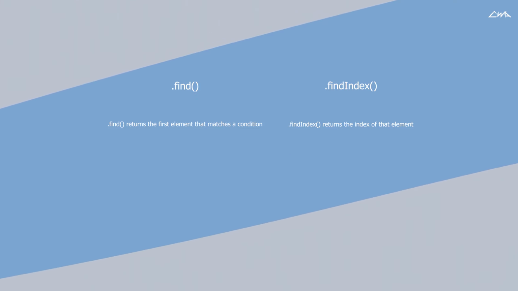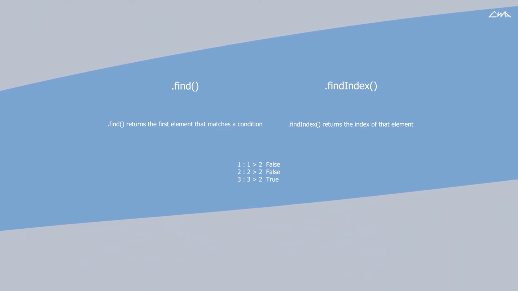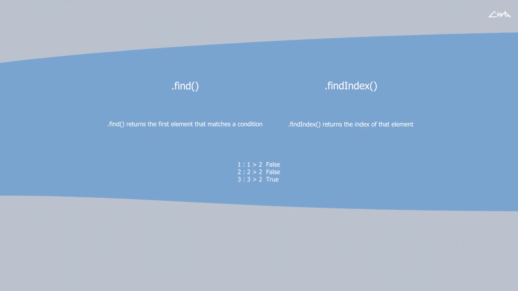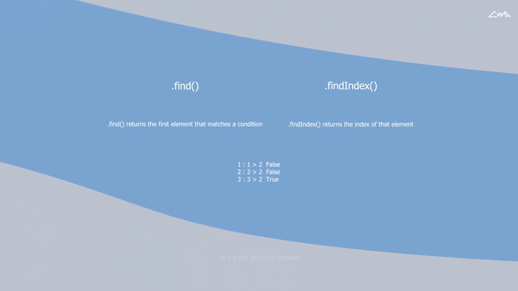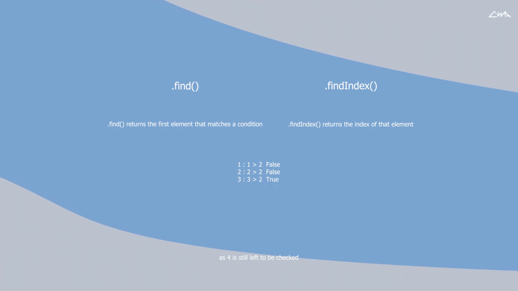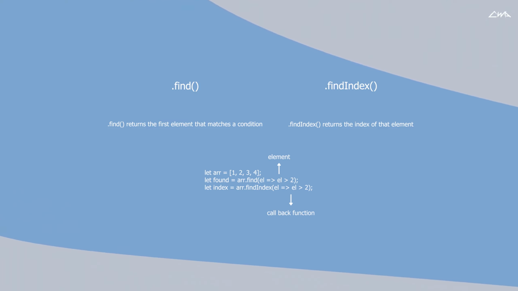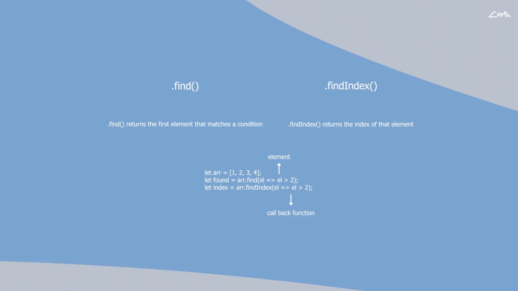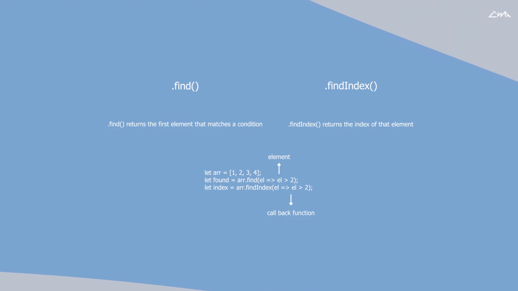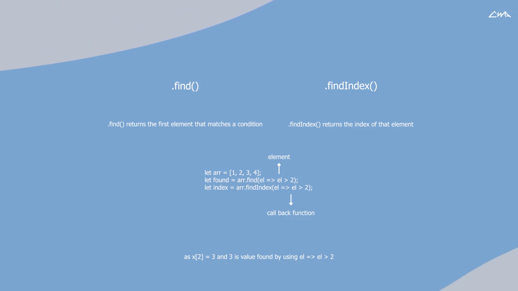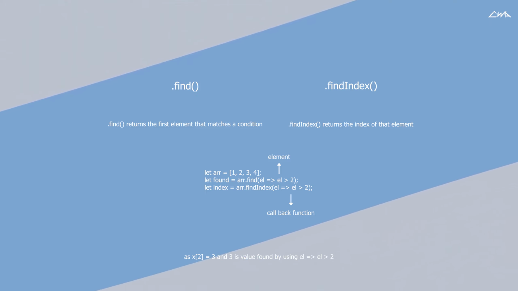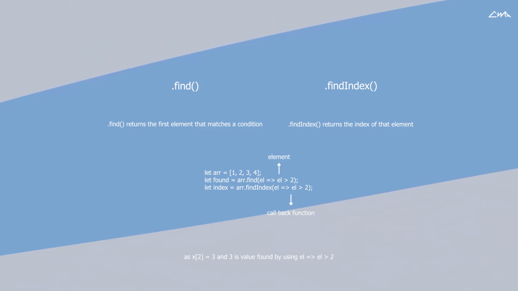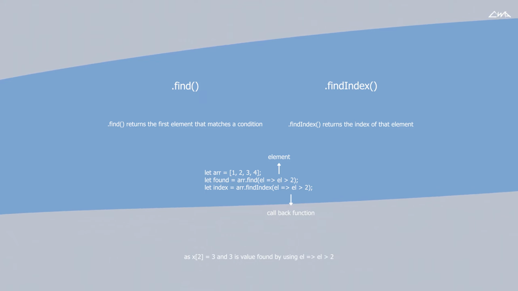In our case, it checks if 1 is greater than 2, which is false, 2 is greater than 2, which is again false, 3 is greater than 2, which is true, and since this is the first element that meets the condition, the variable found becomes 3. Moving on to .findIndex, the same function again checks each element. The index of that element is returned. So in our case, the variable index becomes 2. Therefore, el is a placeholder for each element of the array, as .find and .findIndex methods iterate through it. Also, instead of el, you can also use x or any other variable name.